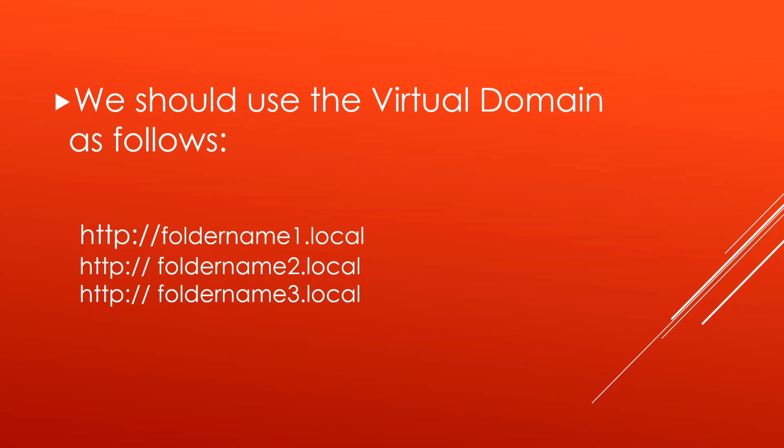So how can we add our virtual host? It is http://foldername.local, http://foldername2.local, http://foldername3.local. That is, we are not actually using localhost/foldername1, localhost/foldername2, or localhost/foldername3. We are using foldername.local. Actually, we are adding a canonical domain as usual. So you see that there are many benefits of using a virtual host.